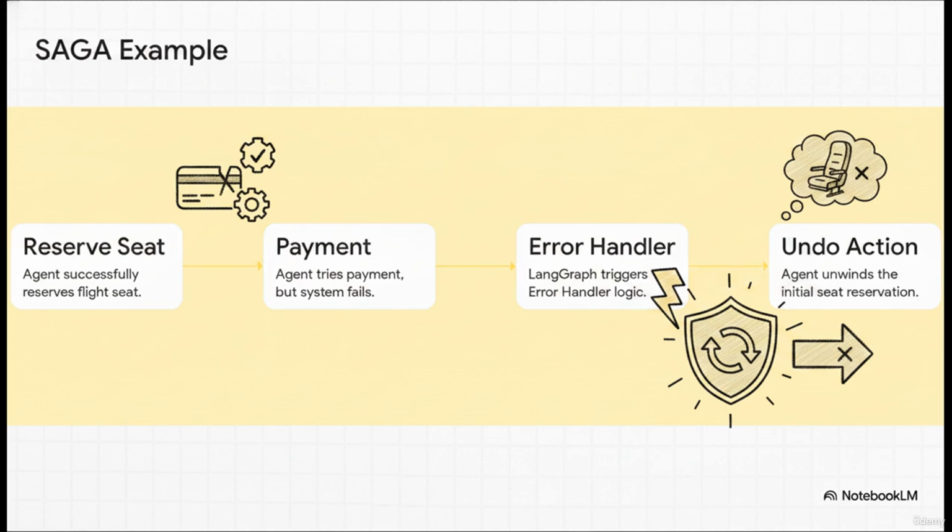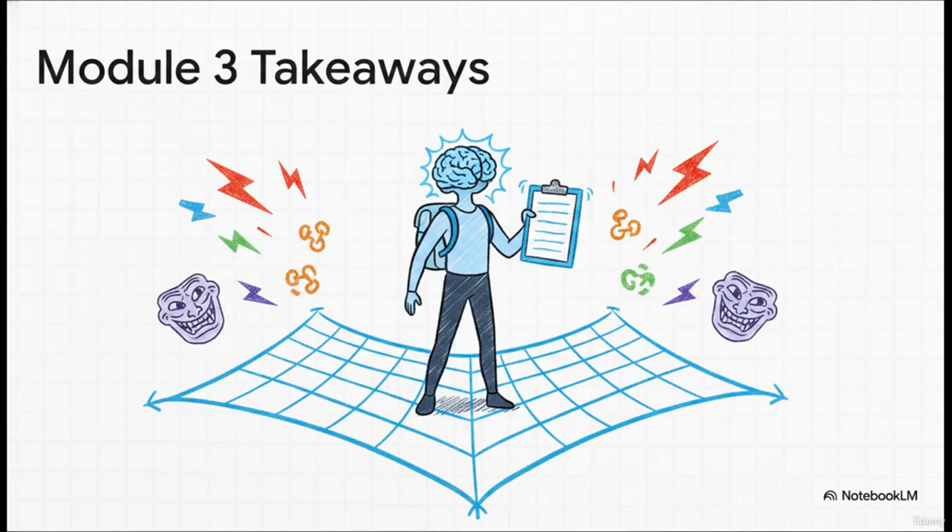Instead, in step 3, LangGraph triggers that error handler we talked about. And in step 4, the agent executes specific pre-written logic to gracefully undo the seat reservation from step 1. LangGraph's state graph provides these step-by-step undo functions, which engineers call atomic transitions, to successfully unwind real-world actions so things don't get stuck broken.